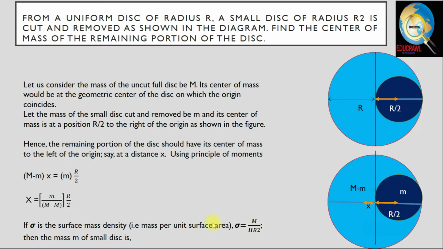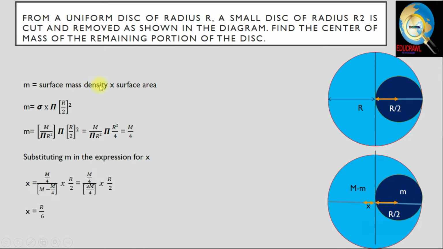Now from this we will find the mass of the small disk, which is small m. So m can be written as surface mass density into surface area. So m is equal to sigma into the surface area. For the portion which is cut, of radius r by 2, the surface area will be pi r squared, but instead of r, we should have r by 2. So the area is pi into (r by 2) the whole squared. Now substitute the sigma value, which we already found as M by pi r squared. Substituting and simplifying, you get the mass of small m as capital M by 4.